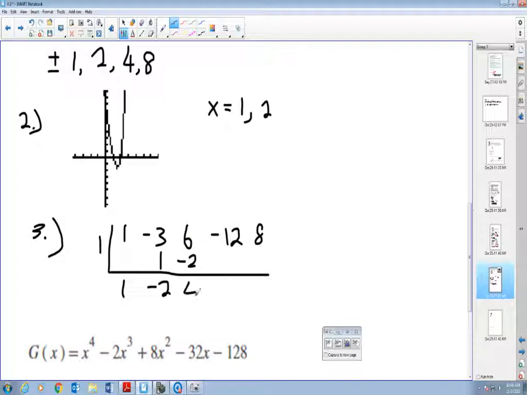Add them up, this will be 4. 1 times 4 is 4. Add them up will be negative 8. 1 times negative 8 is negative 8. Add them up, that will be 0. So my remainder is 0.